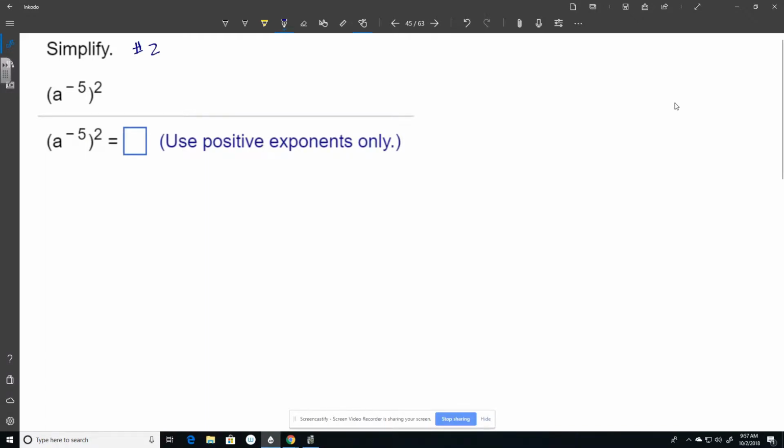Number two, another thing you'll need to remember how to do. What about these negative exponents? Not only do I have a negative exponent, I'm taking a to the negative 5th and I'm raising it to the 2nd power. So remember, if you're taking an exponent and raising it to another exponent, you multiply those two together. So this becomes a to the negative 10th power. But if I look at my answer, it says to use positive exponents only. So I need to get rid of this negative exponent, and I do that by moving it to the bottom of the fraction and leaving a 1 on top. So your answer would be 1 over a to the 10th power. So to get rid of that negative, we just move it to the bottom.